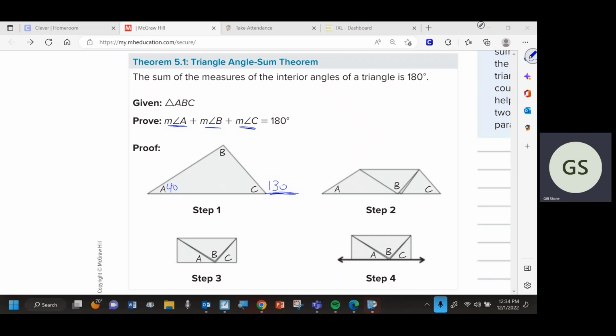I want to know the measure of angle B. People go, oh, well, you just told me that all three angles have to add up to 180. So those have to add up to 180, and then plus angle B has to add up to 180. Well, if I do the math, that's 40, that's 170. Angle B is 10, right?